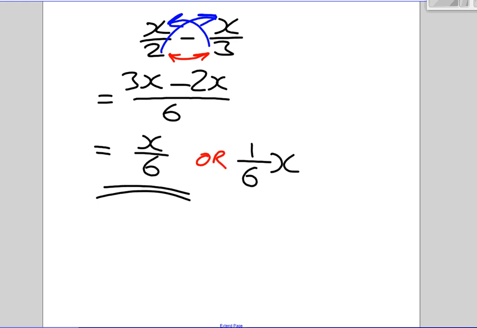And something being divided by 6, that's saying it's a sixth of it. So in some textbooks, they might have either of these. Okay? Because we're dealing with fractions, I said this earlier, don't decimalise things. Just see how you go on.